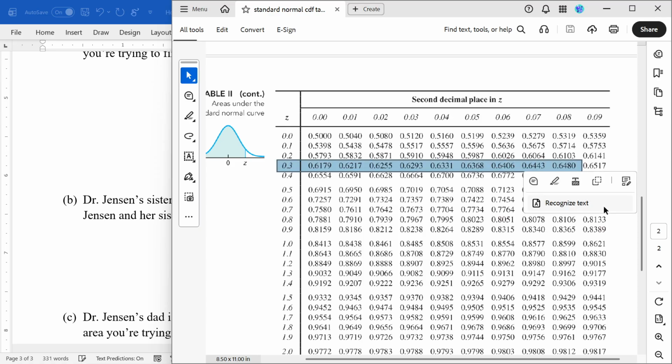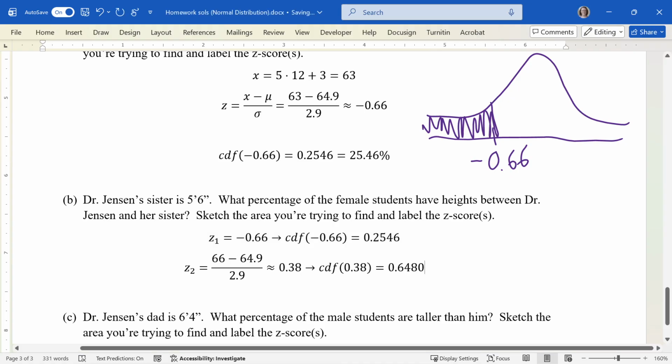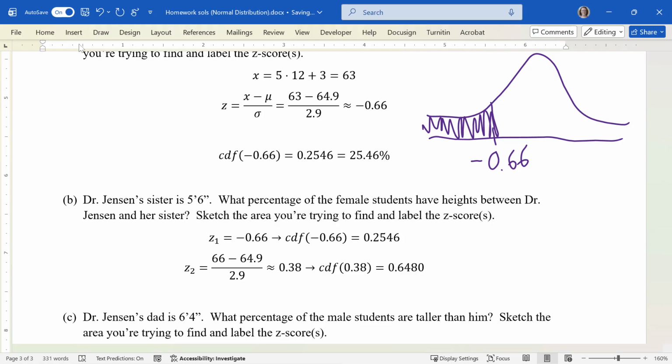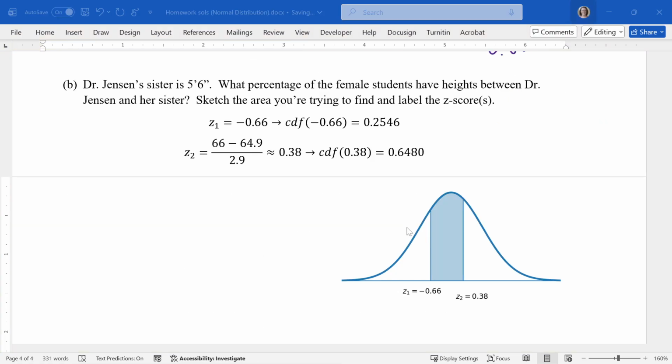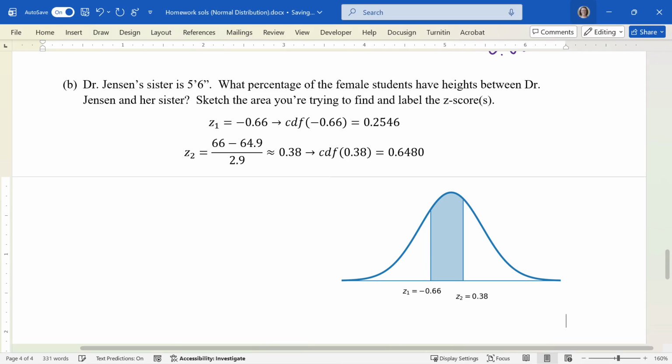Here it is. 0.6480. And now what I'm going to do is, because I want, and I should do the sketch at this point too, I want the area between these two z-scores. So I'm going to subtract the larger area minus the smaller one. And I'll make a sketch as well. Okay, so here's my thumb drawing. My thumb's got a lot steadier this time, so my skills have improved.